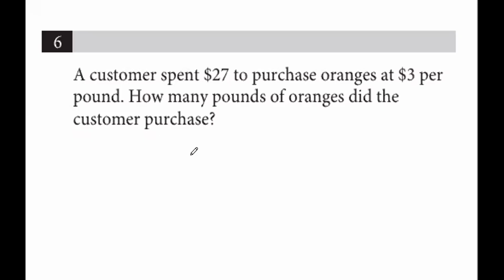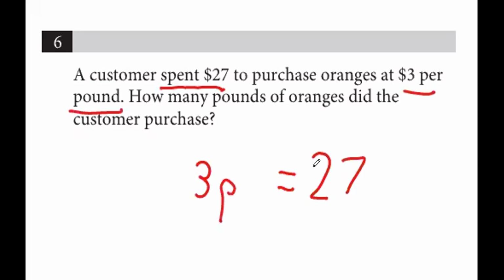Okay, so question 6. A customer spent $27 to purchase oranges at $3 per pound. How many pounds of oranges did the customer purchase? So we know that they spent $27 in total. So the final cost would be 27, and it's $3 per pound. So we're going to write 3 times p equals 27. How many pounds did they buy? Divide both sides by 3, and we get 27 over 3, which is 9. So the correct answer is 9. Okay, question 7.